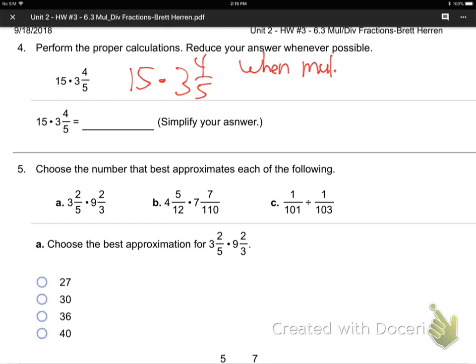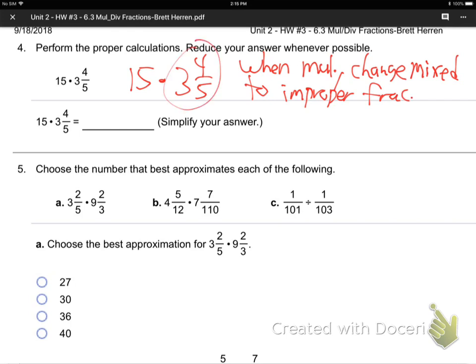When multiplying, change mixed to improper fraction. You know what I mean? Change that 3 4/5, change that mixed number to an improper fraction. Remember how that works? How do you change a mixed number to an improper?